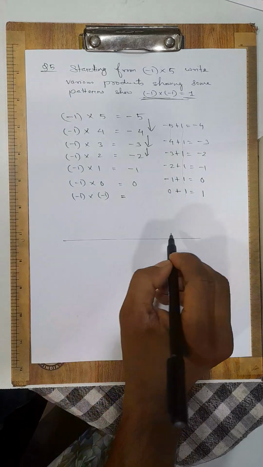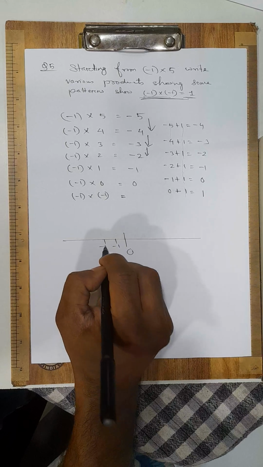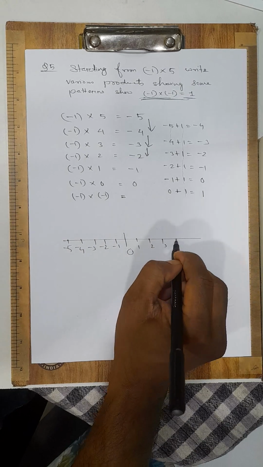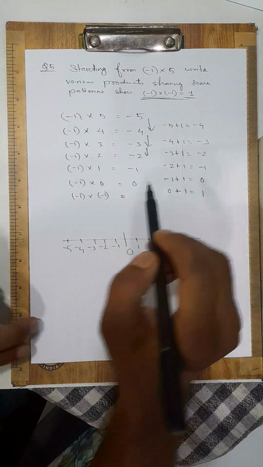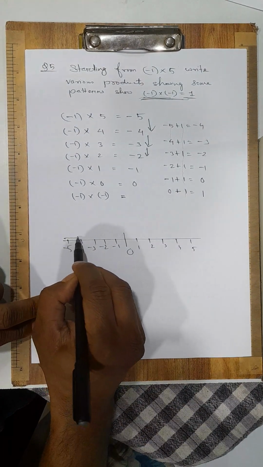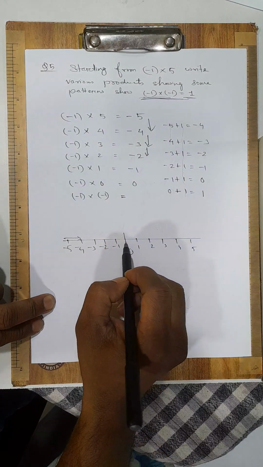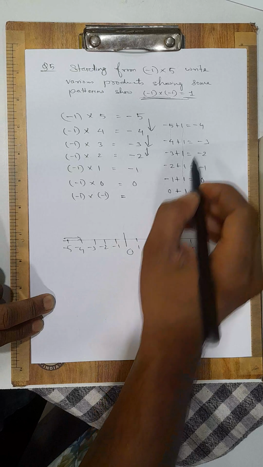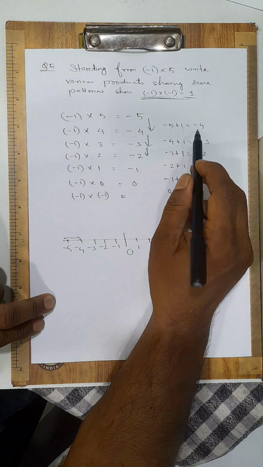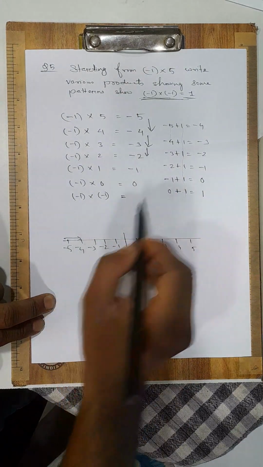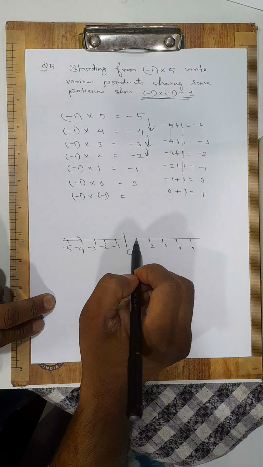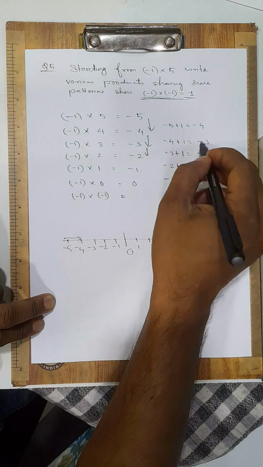You remember in number line, 0, minus 1, minus 2, minus 3, minus 4, minus 5, 1, 2, 3, 4, 5, right? So minus 5, then we are taking minus 4. So it is increasing, right? We are going up to 0. And this is remaining the same. And this right hand side, you see, sum total is increasing. First it was minus 4, then minus 3, then minus 2, minus 1, 0. Then next number should be 1, since the sum total is increasing by 1.